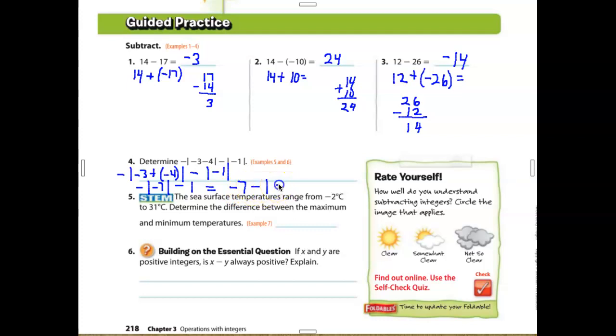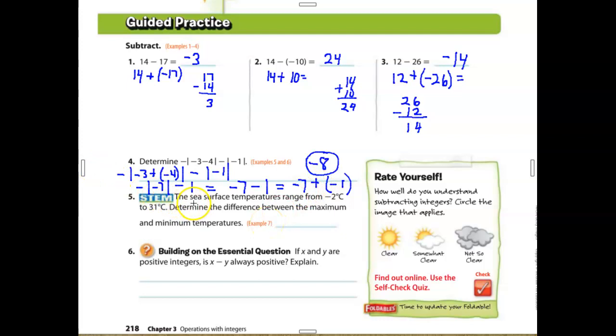So we have to make this into an addition problem. So what is the equivalent addition expression to negative 7 minus 1? So the negative 7 stays the same. Then we're going to add the opposite. What is the opposite of positive 1? Very good. Negative 1. So what is negative 7 minus negative 1? And that answer is negative 8, because a negative plus a negative is a negative. And that's how we solve that.